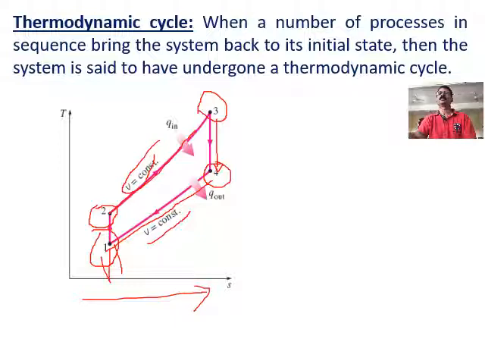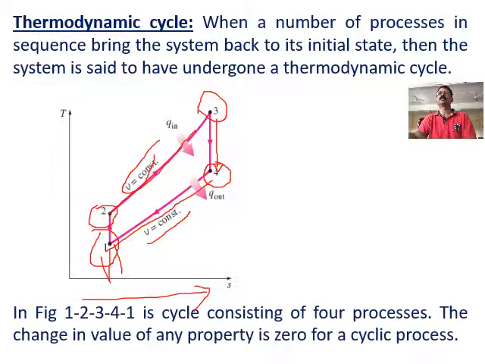So a succession of processes. What is the succession? 1 to 2 first, then 2 to 3, then 3 to 4, and then 4 to 1. This sequence of processes brings the system to its initial state, so you can say that the system has undergone a thermodynamic cycle. In the figure, 1, 2, 3, 4, 1 is the cycle consisting of 4 processes.